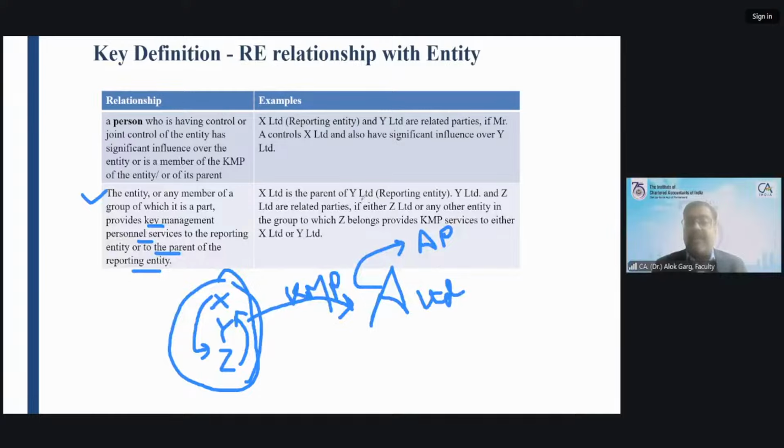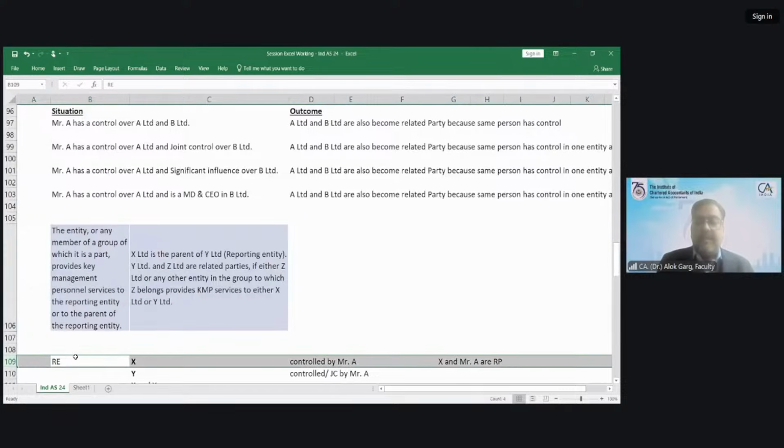So X Limited is the parent of Y Limited. Y Limited is a reporting entity and X Limited is a parent of Y Limited. Y and Z are related parties if Z or any other entity to which Z belongs provides KMP services to either X or Y. Have you got it or not? If not, let me clarify this.